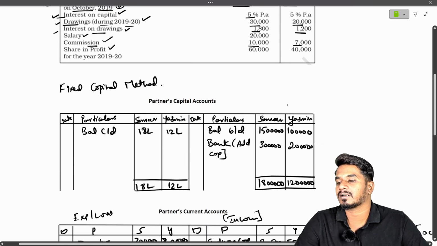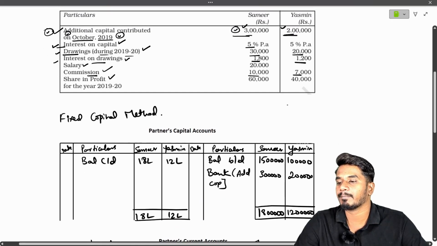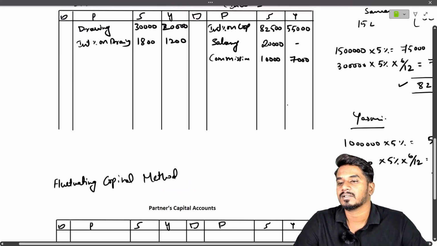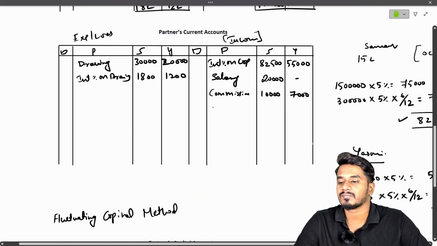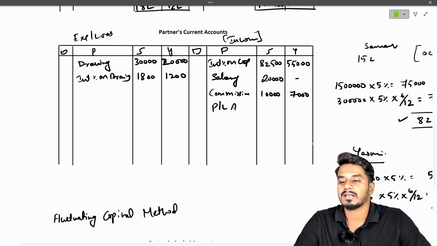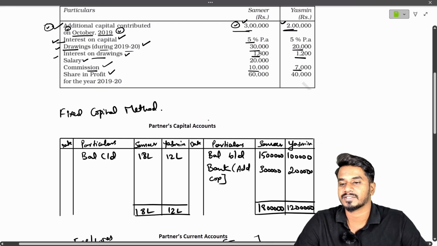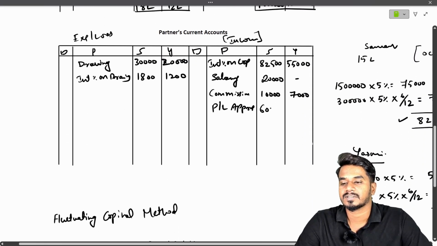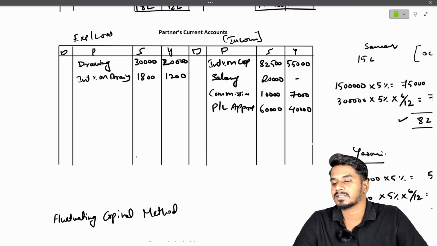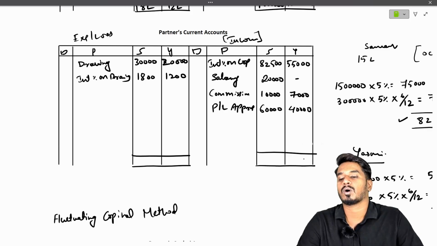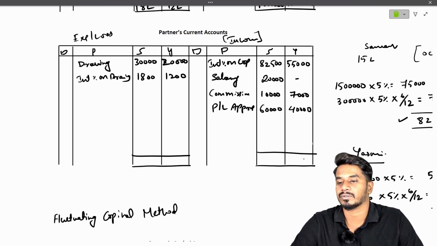The next thing given in the table is share in profit. This is the balance of the P&L appropriation. Obviously, it is a profit. So if it is a profit, we will show it here as P&L appropriation: 60,000 and 40,000. Fine. That's it. Nothing more is given in the question. This is a very simple question. We'll solve a little more complex question in coming videos.